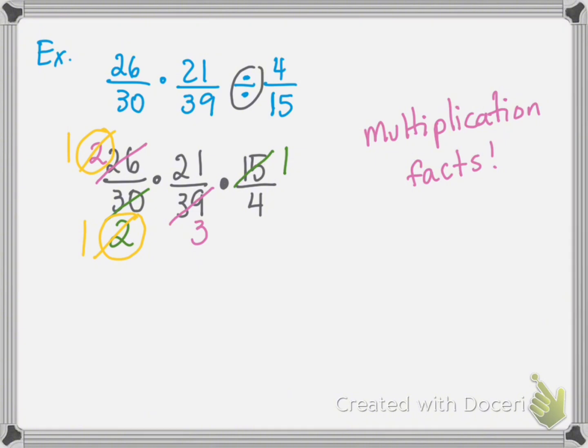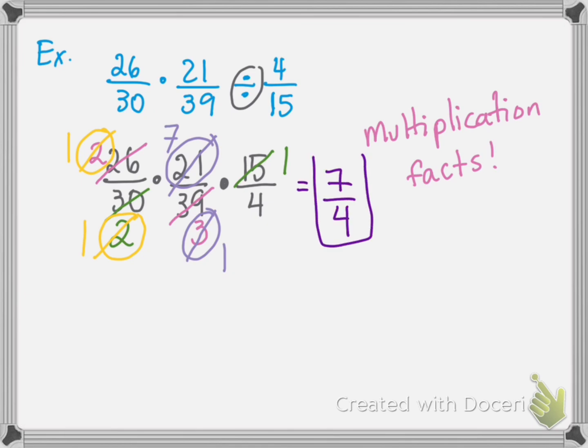And the next one I see is 21 and 3. They both are divisible by 3, so I divide 3 by 3, which is 1, and 21 divided by 3, which is 7. Notice how nice it looks with all the colors so that you can see what you did with each one. Finally, I have a 7 on the top and I have a 4 on the bottom. They do not share any factors, so that is my answer, 7 over 4. And that's it. That's a much nicer and simplified thing.